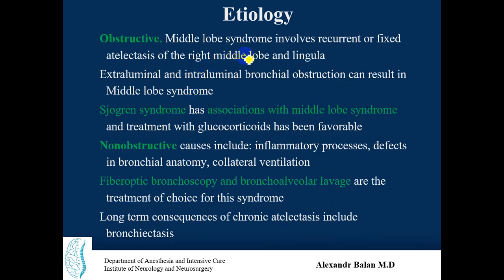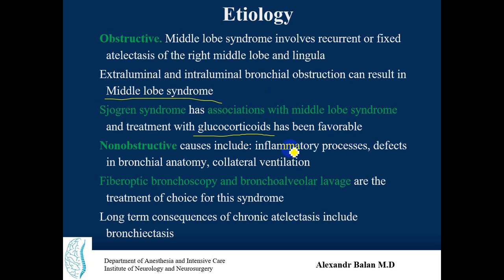Obstructive: middle lobe syndrome involves recurrent or fixed atelectasis of the right middle lobe and lingula. Extraluminal and intraluminal bronchial obstruction can result in middle lobe syndrome. It is rarely seen but is very important. Sjogren's syndrome has associations with middle lobe syndrome, and treatment with glucocorticoids has been favorable.